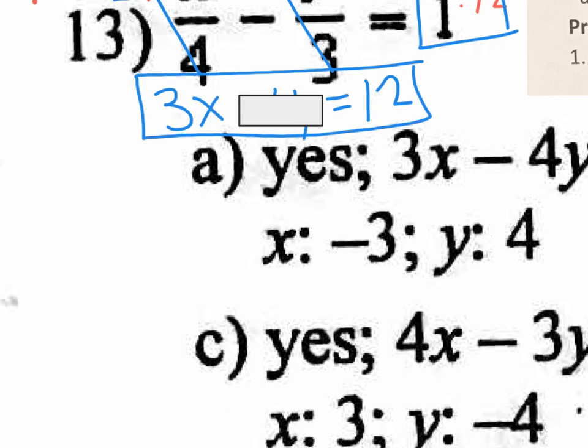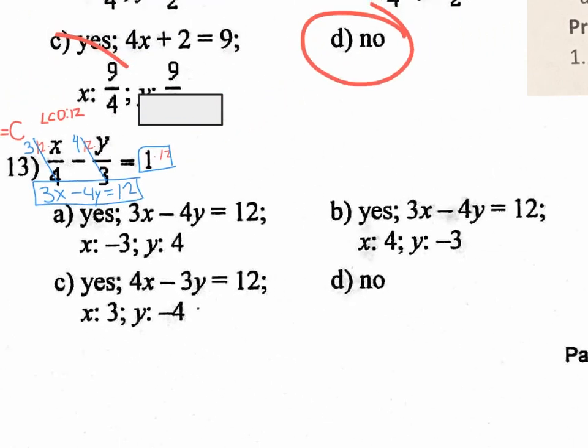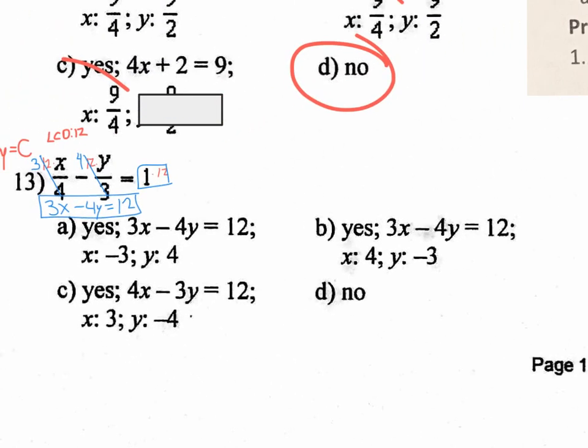If you wanted the y-intercept, all you have to do is cover up your x and then solve this leftover equation. That would be y-intercept of negative 3. So let's take a look. This one is the one that's correct because yes, it's linear. This is our standard form equation, and this one has the x-intercept of 4 and the y-intercept of negative 3.